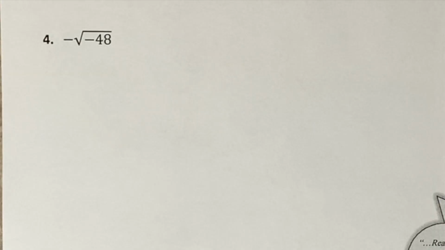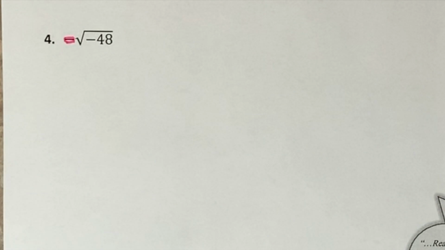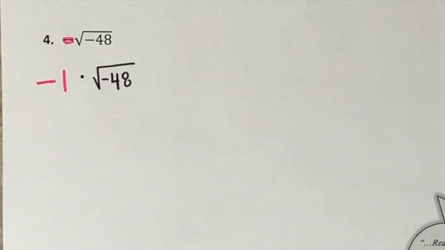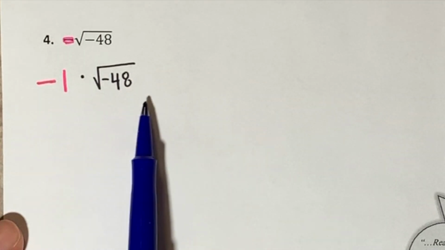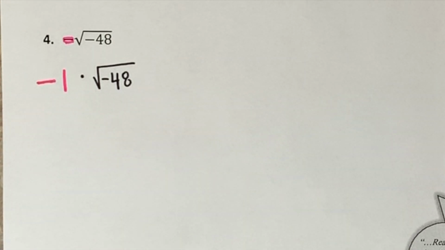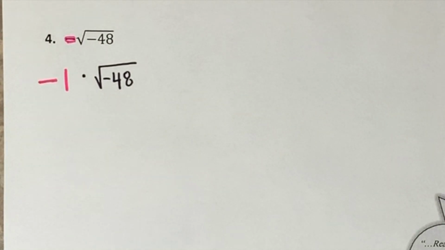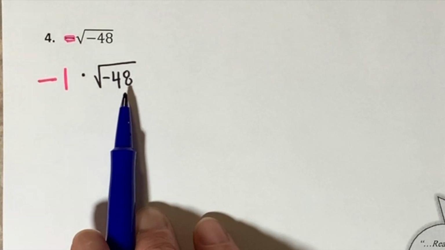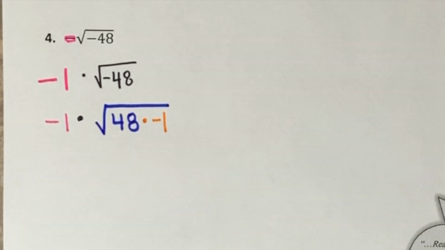Let's take a look at problem number 4. For problem number 4, we have a negative out front. I'm just going to take that negative and move it to the side for now, and I'll rewrite the negative as a negative 1 times. Now, we see that we're dealing with the square root of a negative number. Anytime we have the square root of a negative number, that means we're dealing with an imaginary number, and we like to write imaginary numbers in pure imaginary form using i. The first step of that process is we're going to rewrite negative 48 as 48 times negative 1.